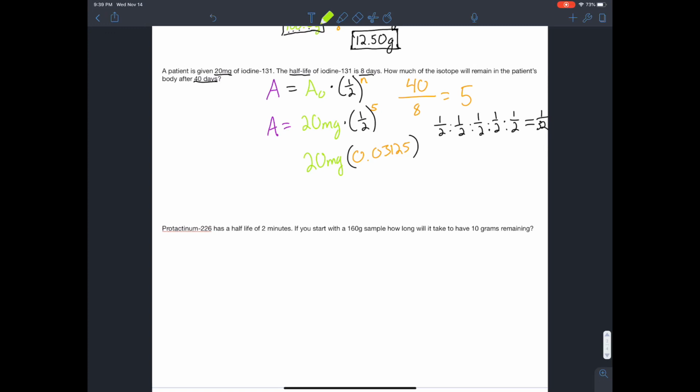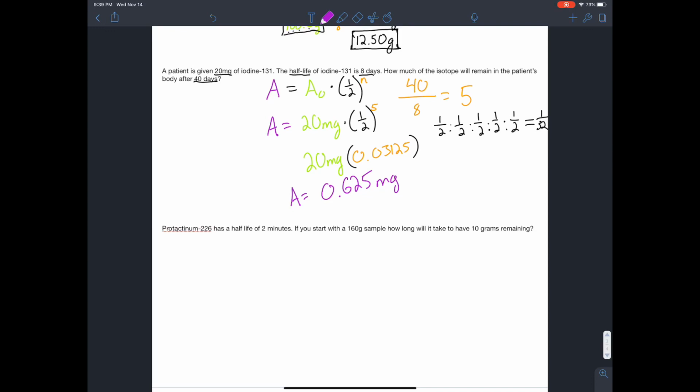Okay, so times 20. So this is going to end up equaling 0.625 milligrams. That's the value that we have after this amount of time.